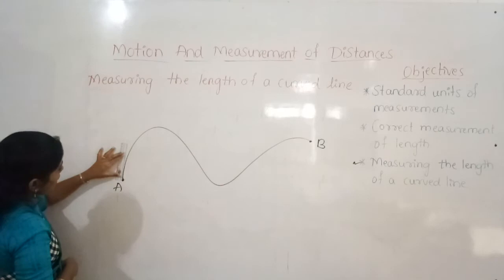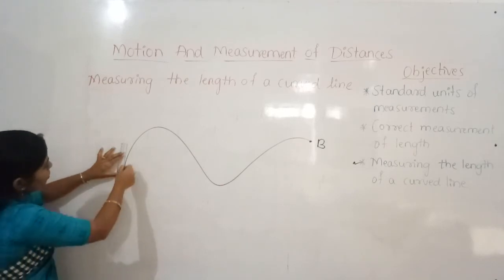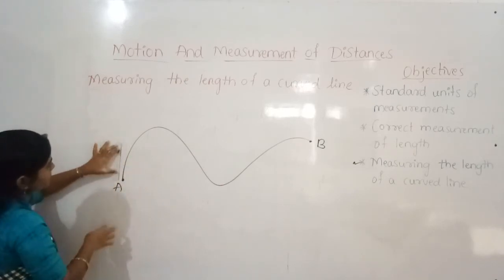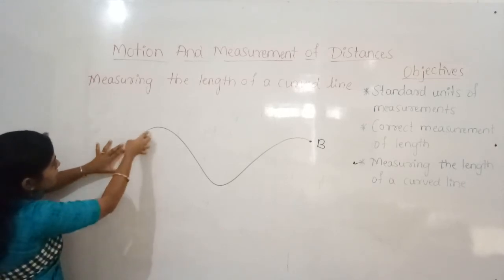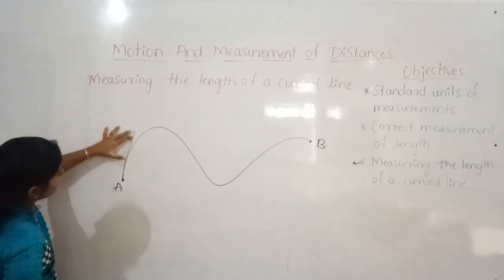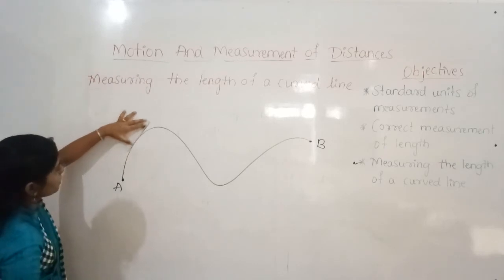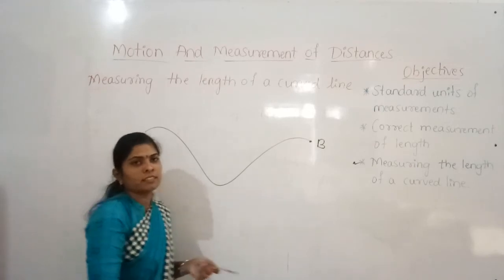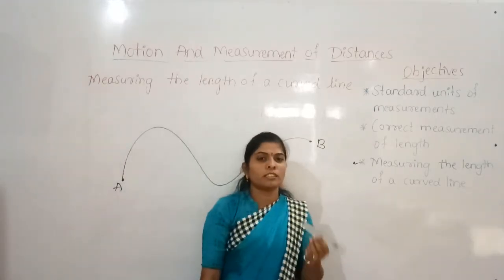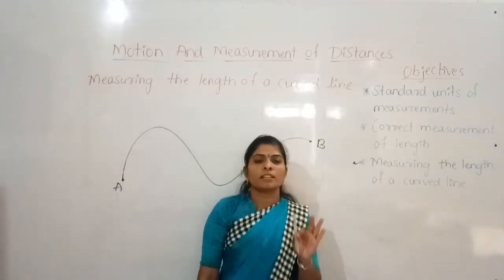Suppose if I measure like this, so till here I can measure. Till here I can measure. But what about this curved line? So again from here it is not convenient to measure like this, right? So in such cases the scale is not convenient to measure the length.